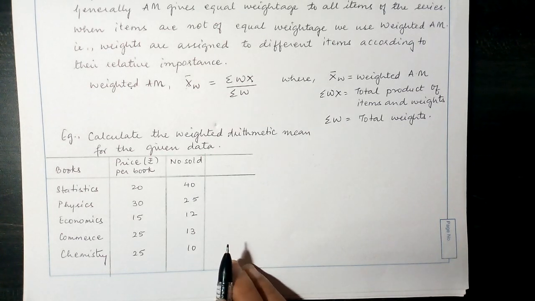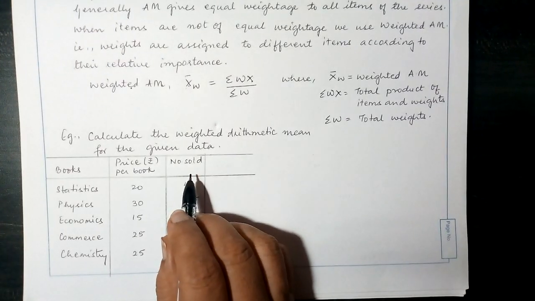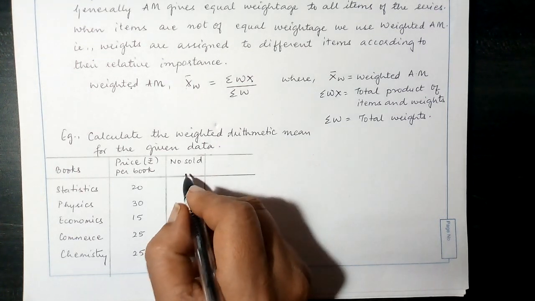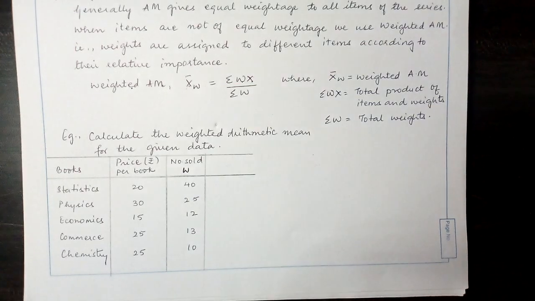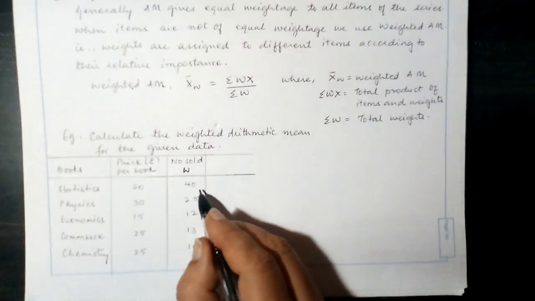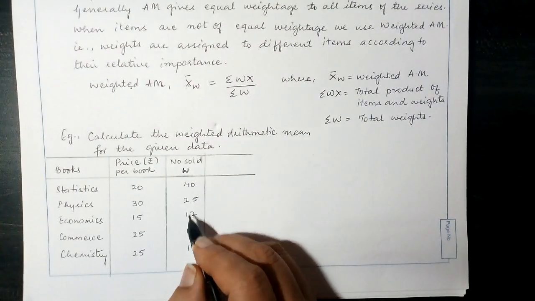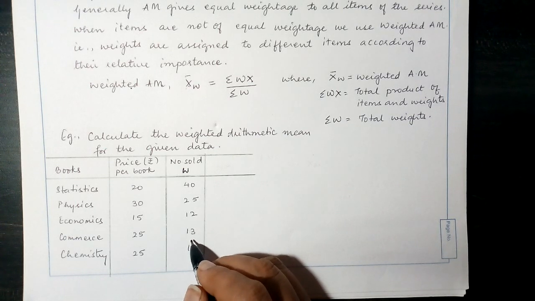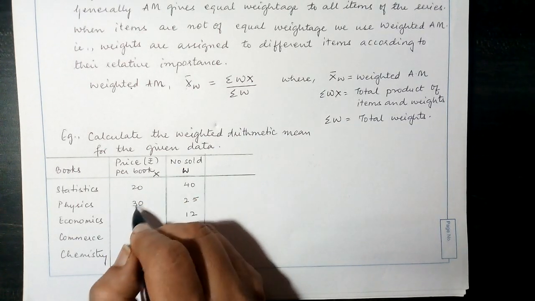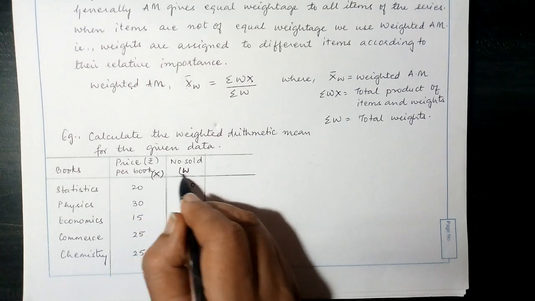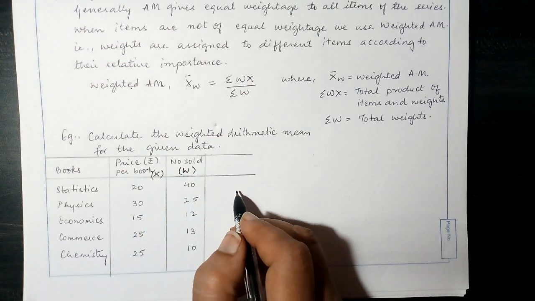Now here number of books sold is given to us and this will be called as W because this is the weightage given. What is the weightage given? The weightage given is number of books sold because it is different for each book. Then price per book is given to us. So this we will call as X. Okay, this we will call X and the number of books or copies sold would be represented by W.